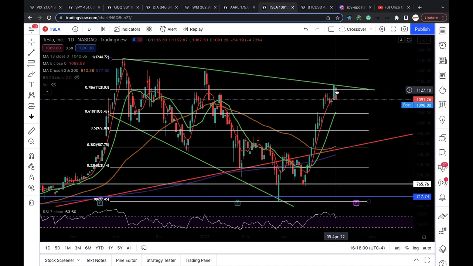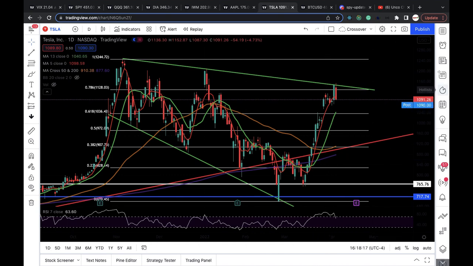It gave us confirmation. You didn't catch the top. You didn't try to pick the top. It's very risky when you try to call a top. But if you wait for a loss of support, you could have caught the second leg down, which was a nice second leg down.